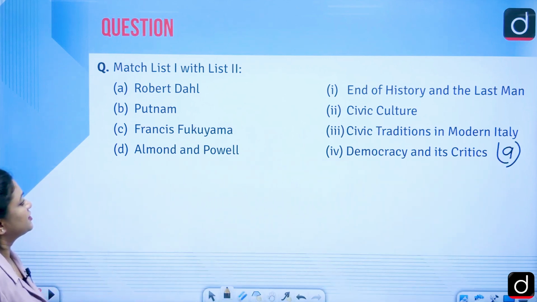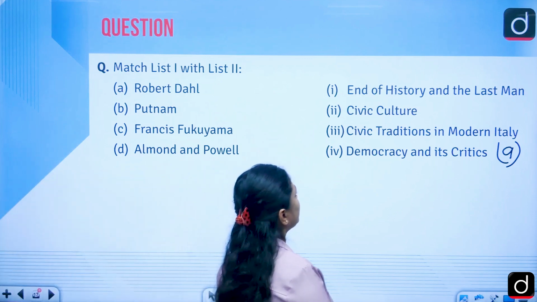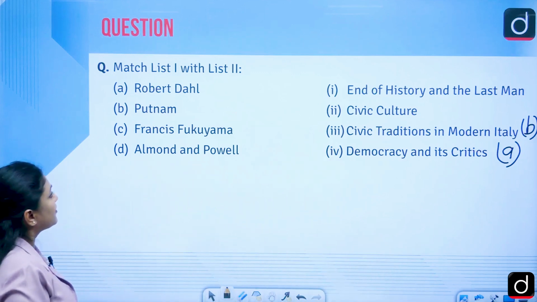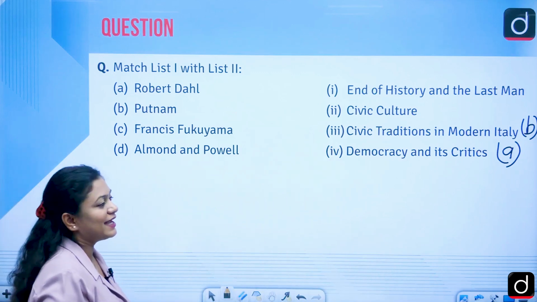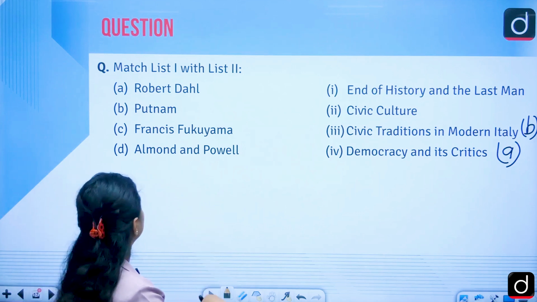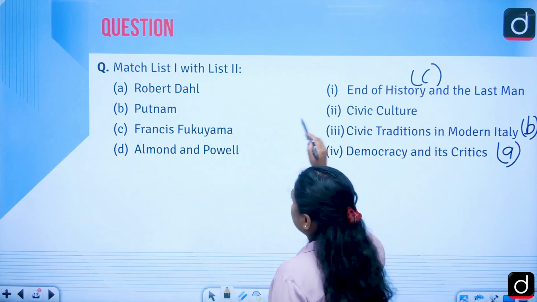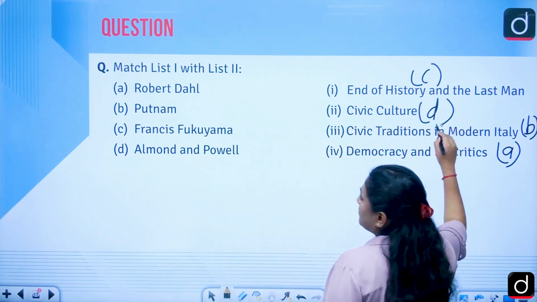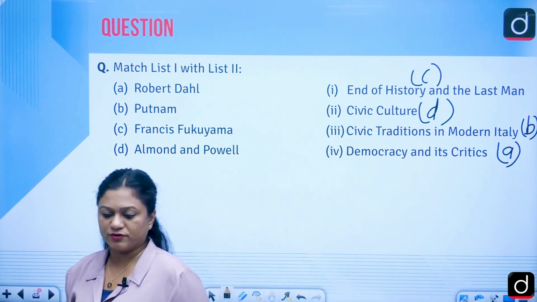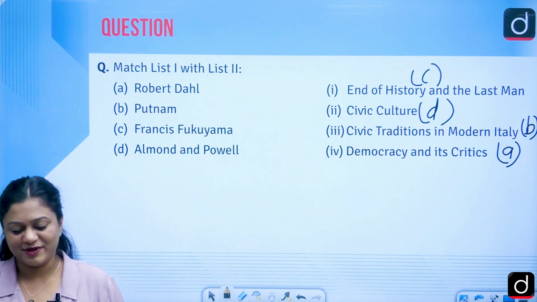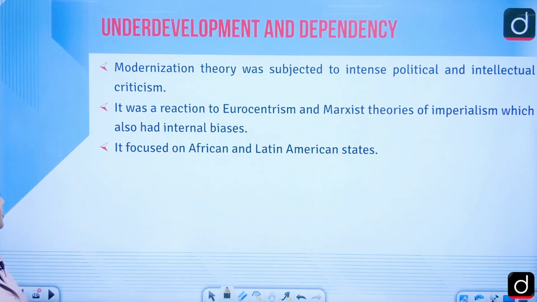Robert Dahl has written this book called Democracy and Its Critics. B is with 3. Civic Traditions in Modern Italy was written by Robert Putnam. Francis Fukuyama is associated with the end of history debate. So, Francis Fukuyama here is C, and The Civic Culture by Almond and Powell. Very important ones. Francis Fukuyama was a student of Samuel P. Huntington. It's additional information. Okay.